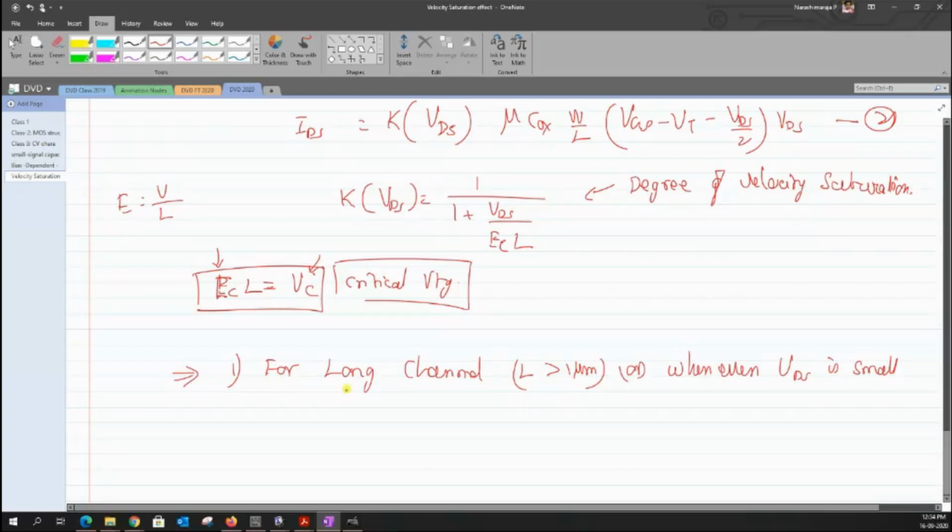So I'm taking two cases. The first case is either I'm having a very long channel, or I'm having a very small value of VDS. What happens to this kappa? What does this kappa value end up being?